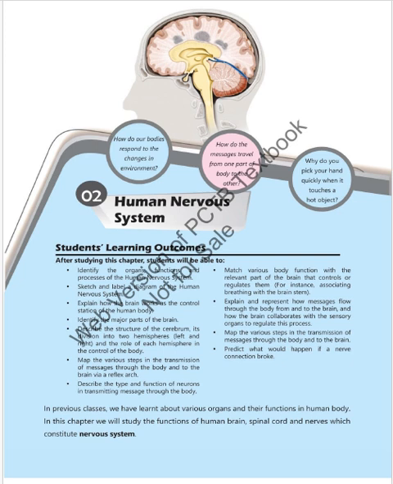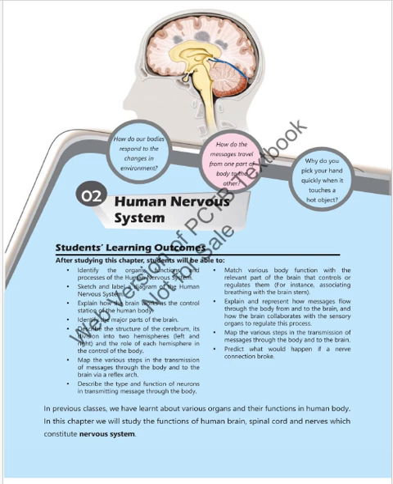Map the various steps in the transmission of messages through the body and to the brain via reflex arc. Describe the type and function of neurons in transmitting messages through the body. Match various body functions with the relevant part of the brain that controls or regulates them, for example, associating breathing with the brain stem. Explain and represent how messages flow through the body from one part of the brain and how the brain collaborates with the sensory organs to regulate this process.